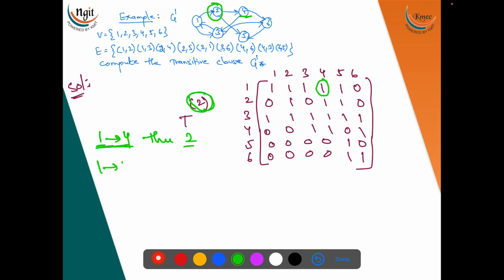Now 1 to 5 is also reachable through 2, so it is also updated with 1. And 3 to 4 is also reachable through 2, so that is updated. Next, 3 to 5 through 2. Now this is T2, the transitive closure through the second vertex.